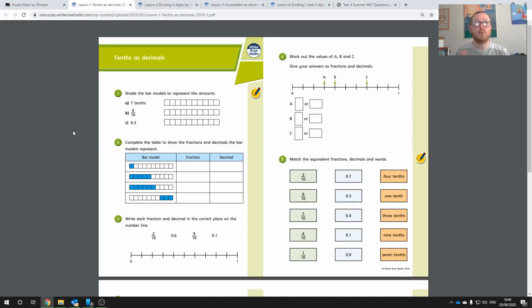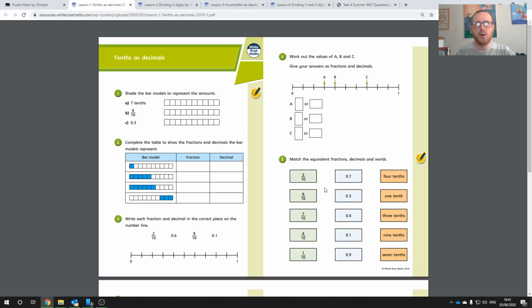So, first off is tenths as decimals, our fraction and decimal equivalents that we did a couple of weeks ago. We're looking at tenths today. So here we've got some matching activities. As an example, 3 tenths. You've got a bar here. You can divide them into 10 equal parts because the denominator means how many equal parts it's divided into.